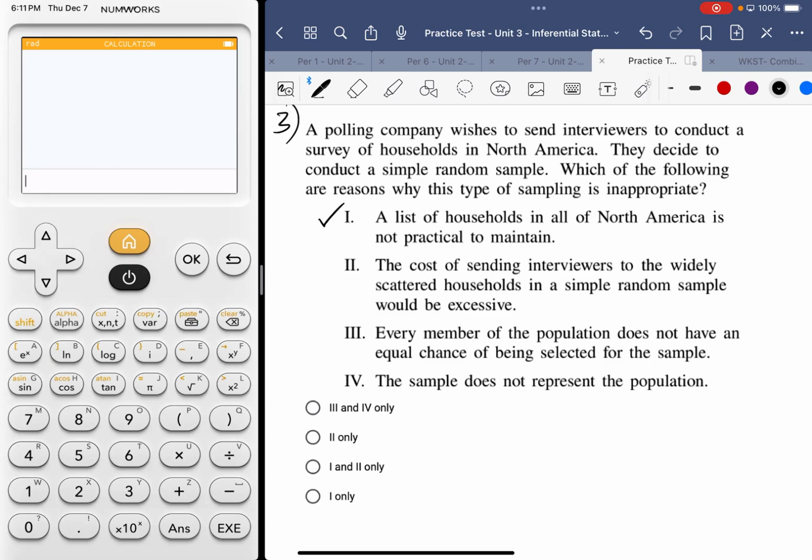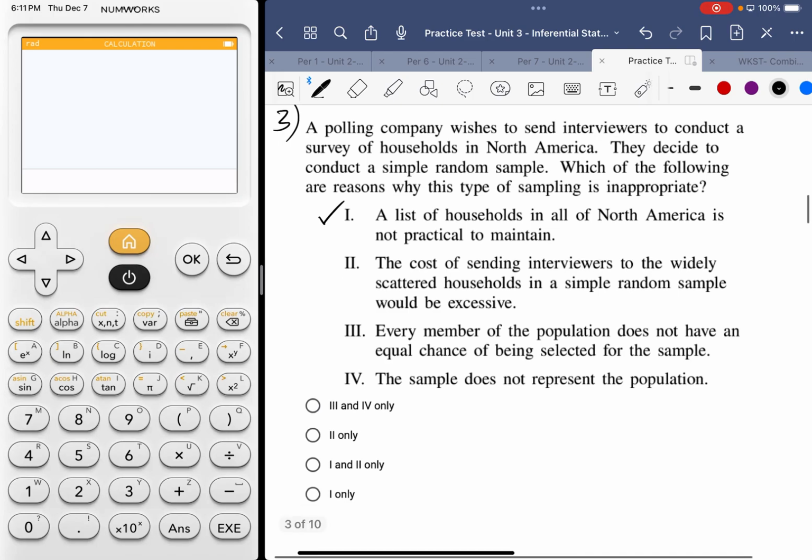The cost of sending interviewers to the widely scattered households in a simple random sample would be excessive. Yep. If you had decided that you're going to do a simple random sample, then you start doing a cost analysis and say, wait a minute, I have to send an interviewer to every single household in my sample, and that sample is randomly selected from North America. So I could have one household in Washington State, 3 households in California, 5 households in Texas. I could find myself all over the country. Is that something that's doable? Who knows, so I would say it would be excessive. So we could include that one.